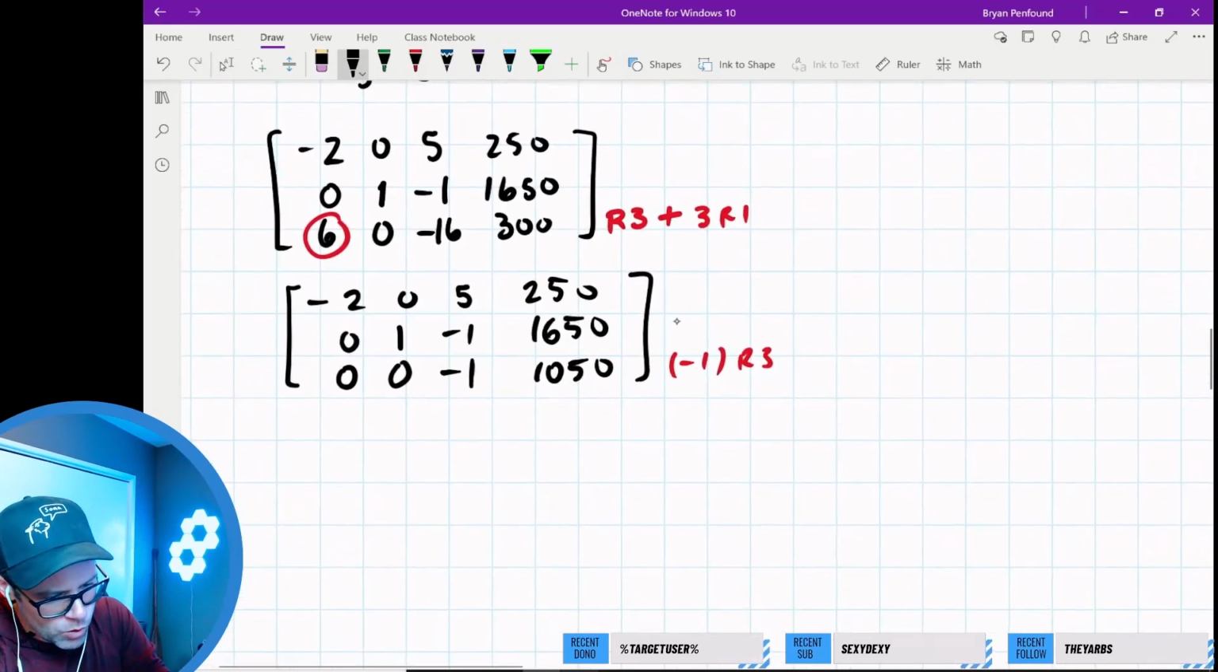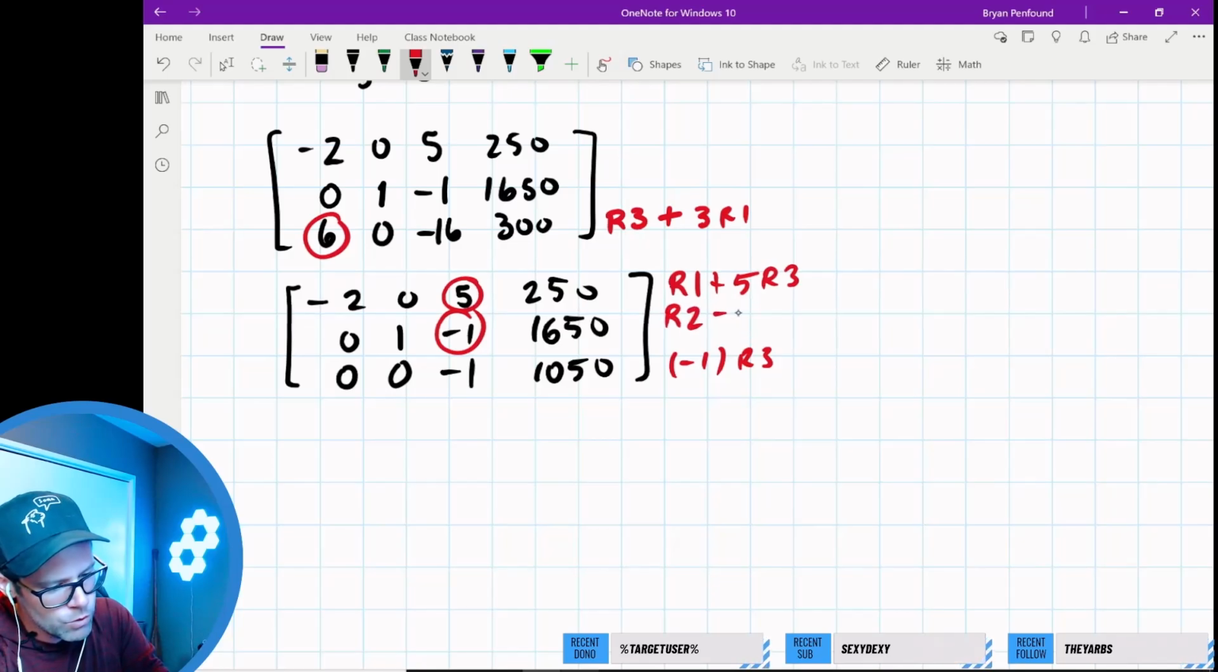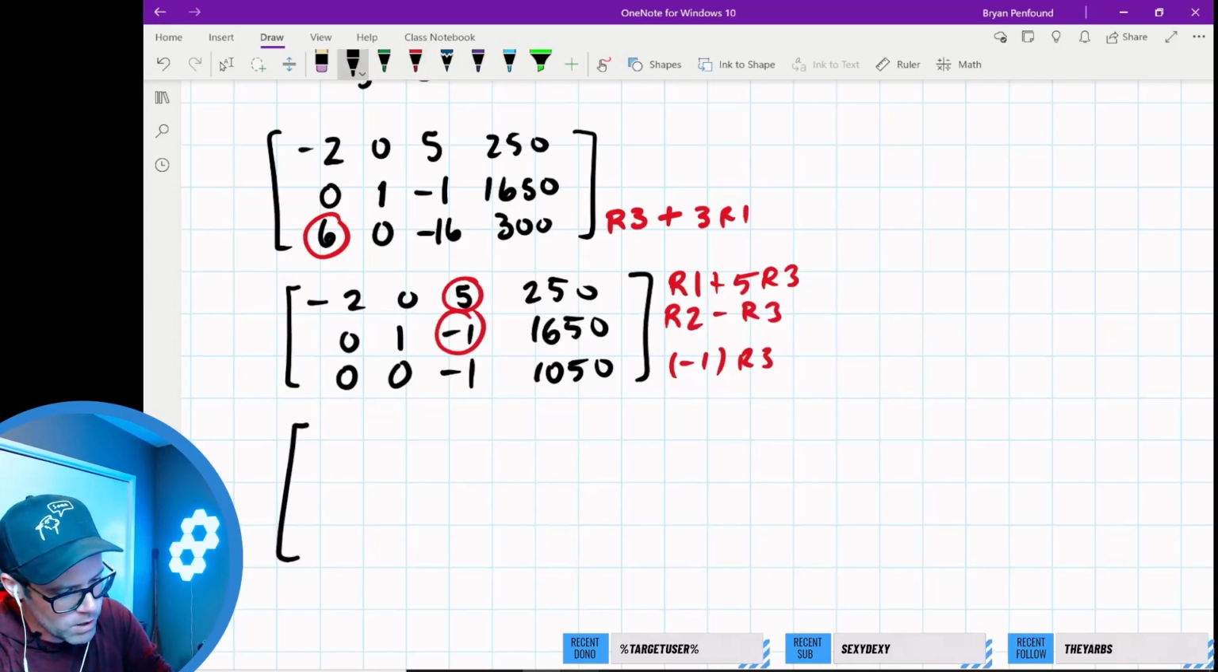We could also probably zero out. So again, I'm going to just work upwards. I can probably zero these out as well at the same time. So let's do row 1 plus 5 row 3s, and let's do row 2 minus row 3. That's going to be an interesting one for my brain to work on.